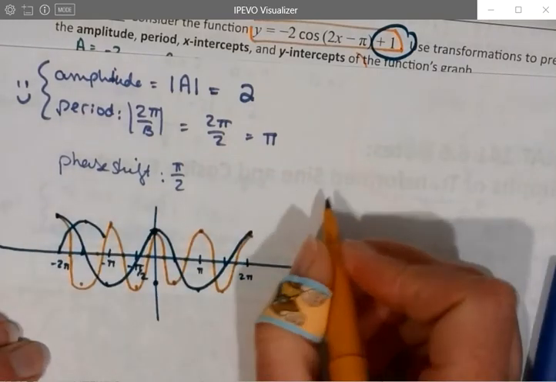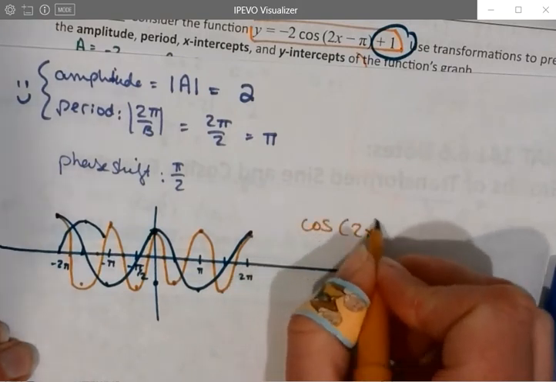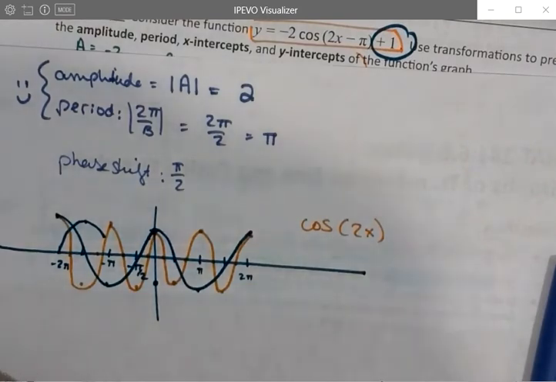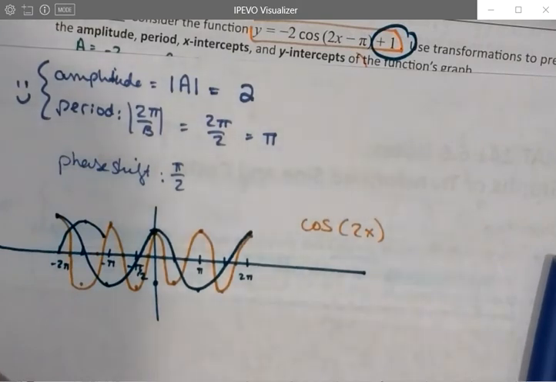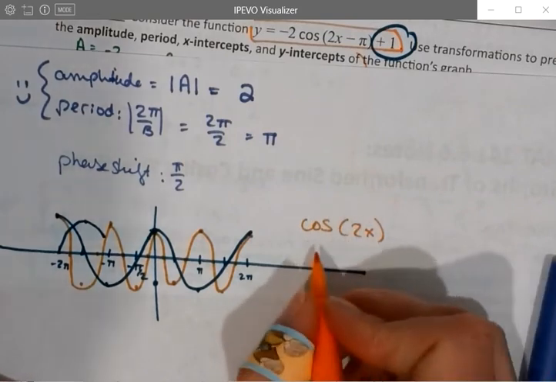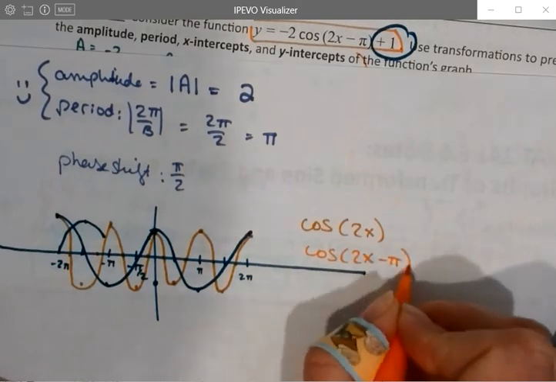So this orange one is the graph of just cosine of 2x. Okay, that's only one of the tiny minor changes that we need to make. The next thing that we need to do is phase shift it. So we need to graph cosine of 2x minus pi.